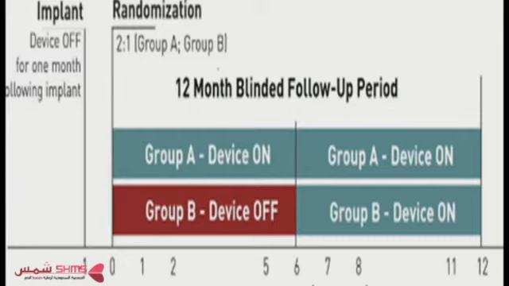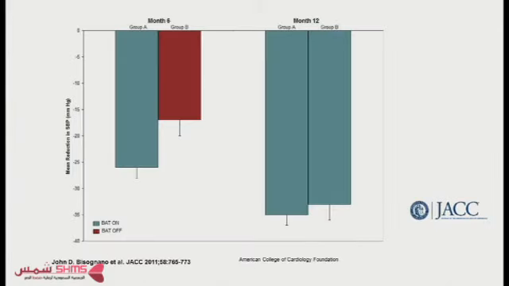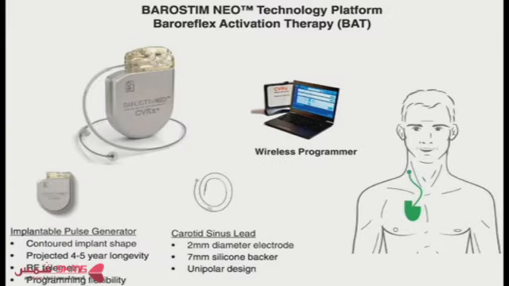This is the trial, what they tried, and this is the result. In the first 6 months, the people who did not use this receptor activation did not get a blood pressure reduction. After 6 months, all the groups did that, again, the same value. Then it was modified. Instead of having 2 electrodes, we went for 1 electrode, a smaller device. And again, that was effective.